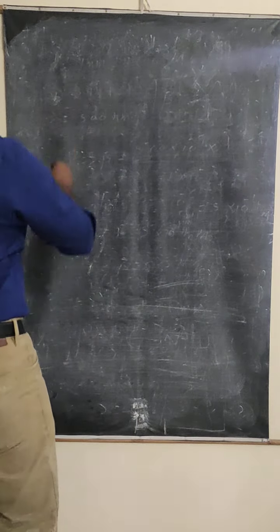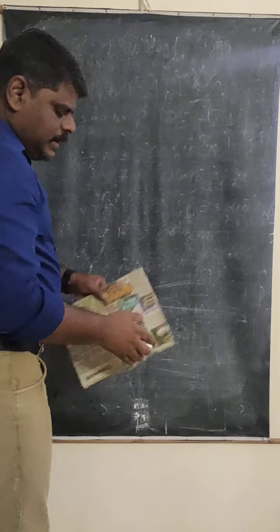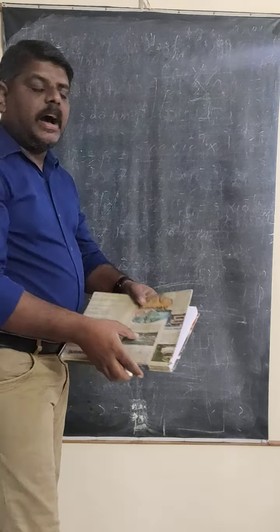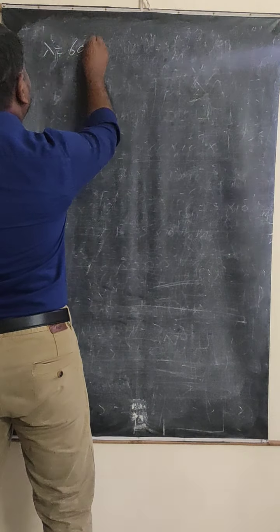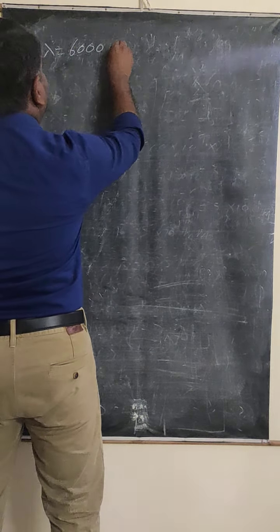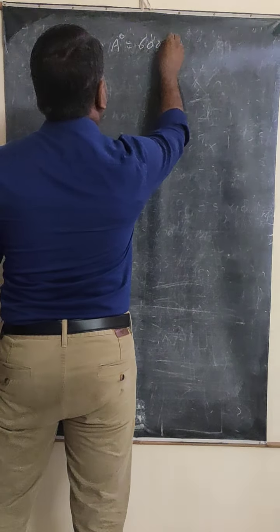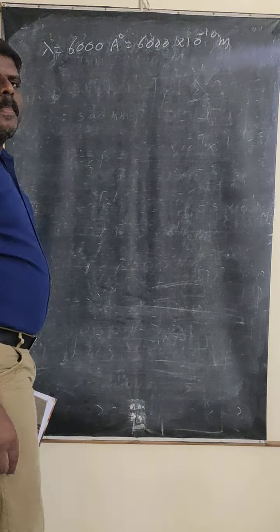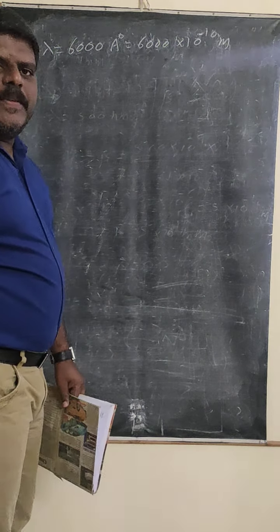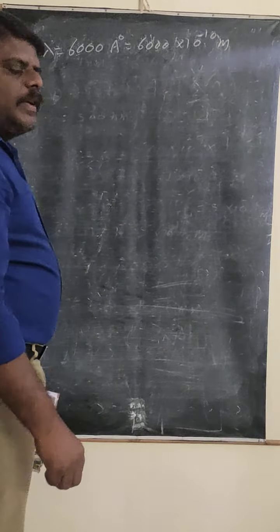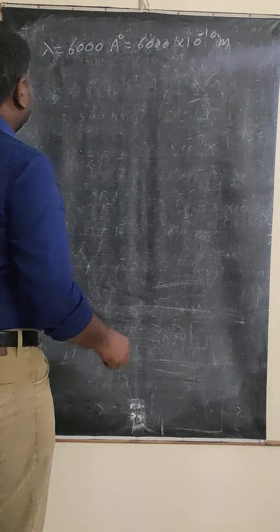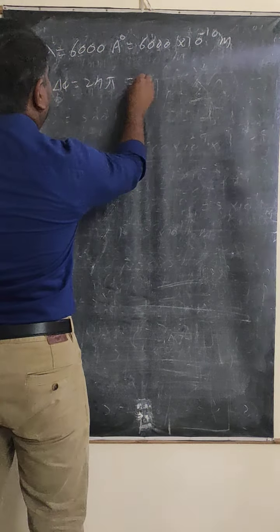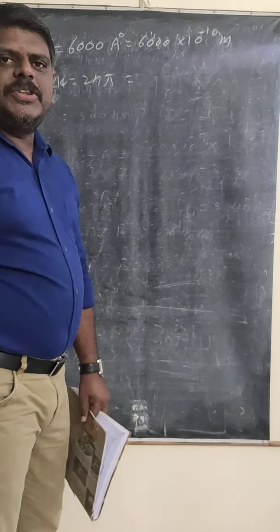Before that, lambda is given to you, the wavelength. How much wavelength is given here? The wavelength is given as 6000 angstrom units. That is equal to 6000 into 10 to the power of minus 10 meters. Now, first we can find out the phase difference for the bright band. Delta phi is equal to 2n pi.